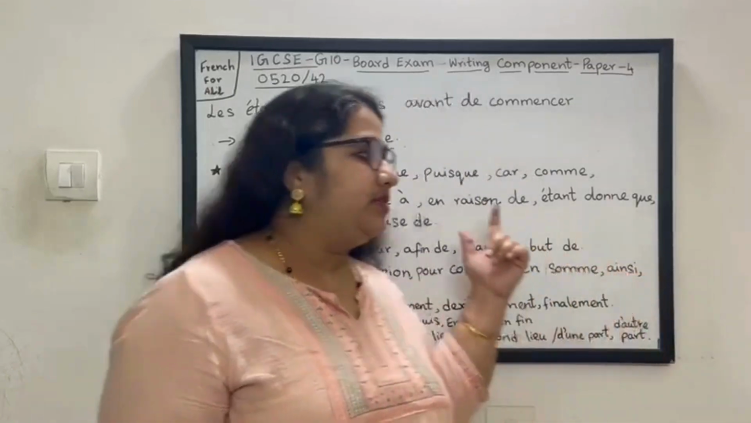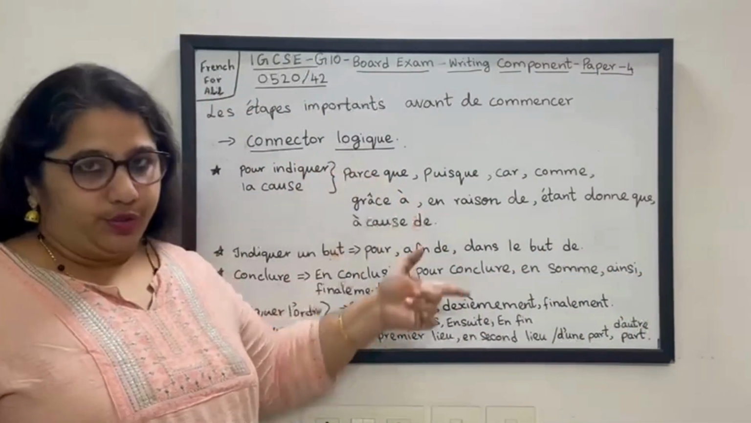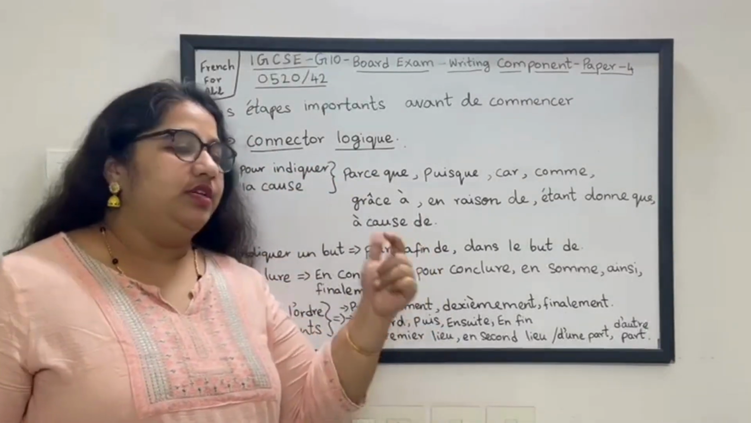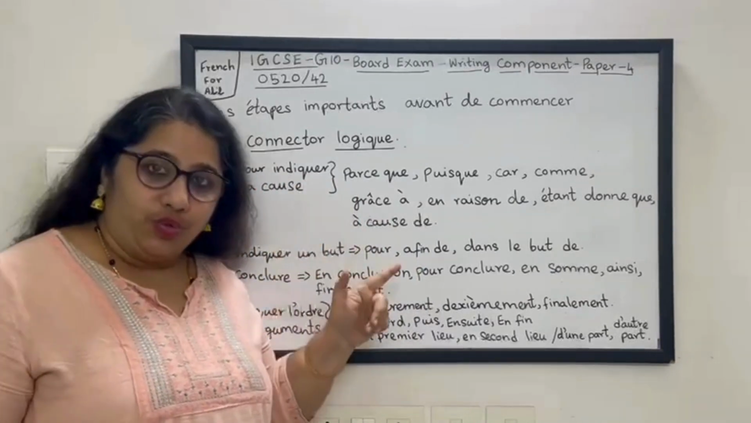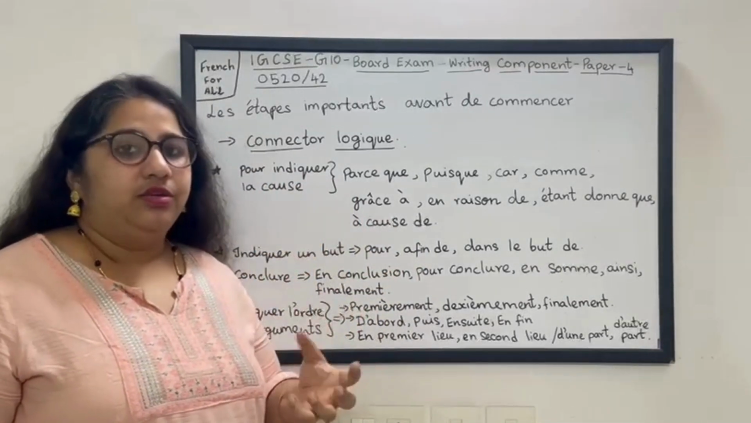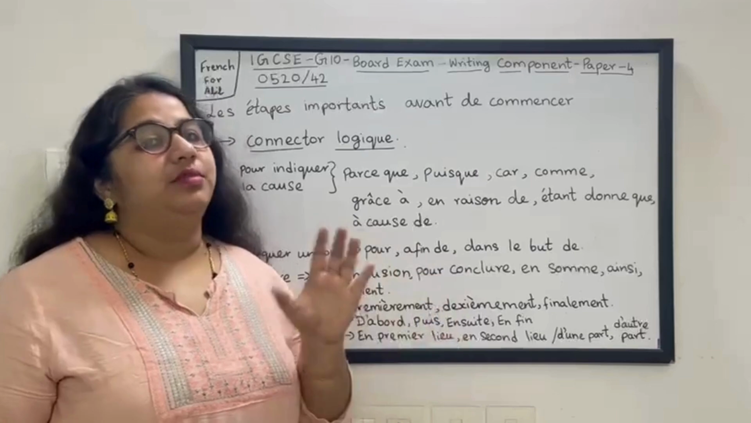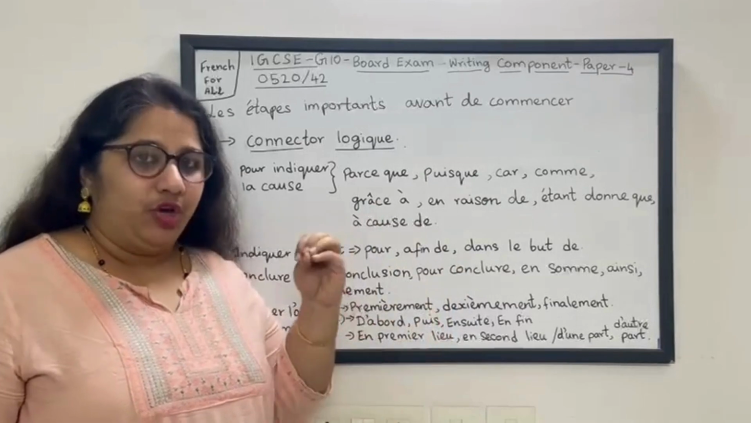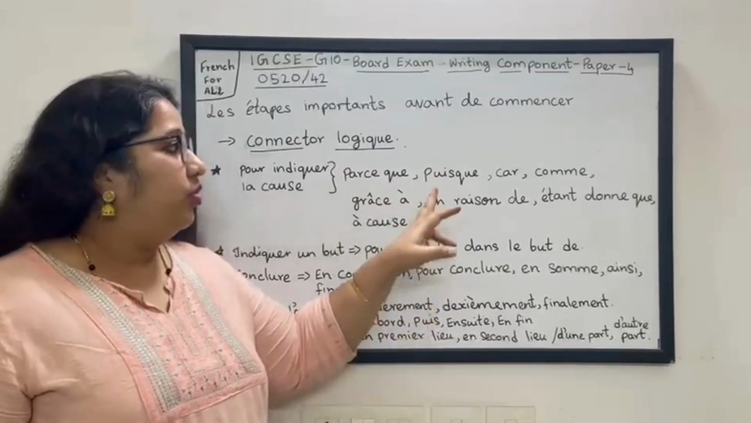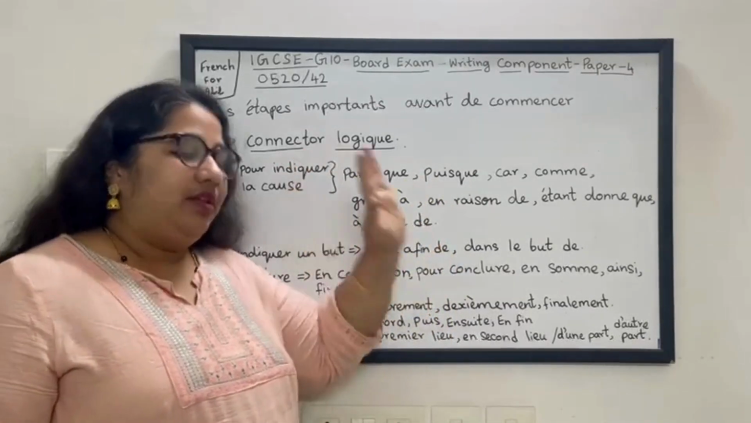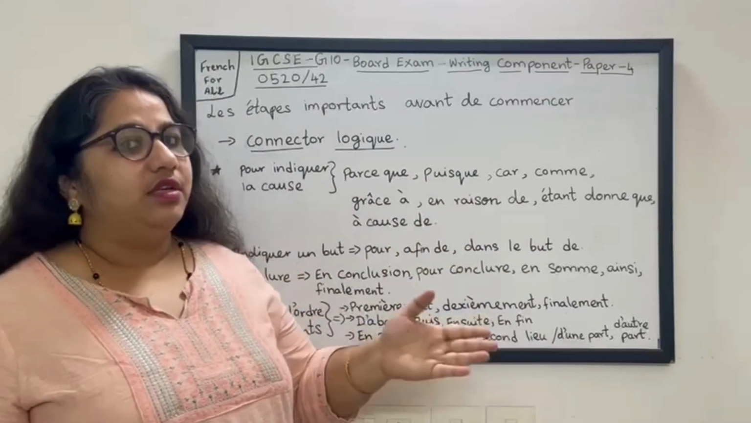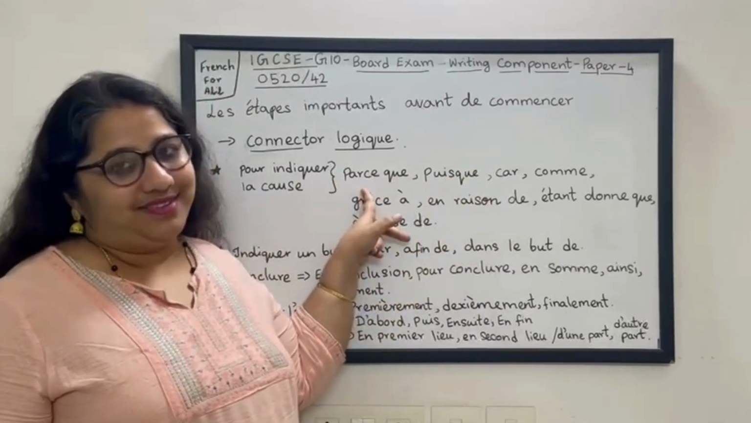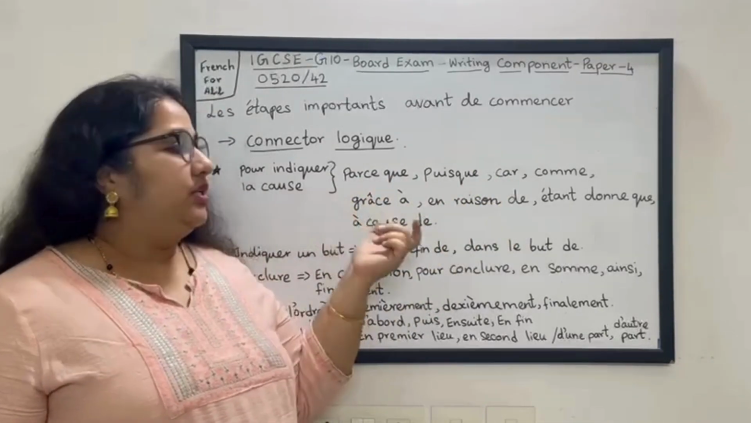So here we see the next remaining parts of the connector logics. As we saw how to add information and all those things, now here is pour indiquer la cause, to indicate the cause. That means you want to say the reason why something has happened. Parce que is one way to say because. Puisque: when you say puisque, first you tell the reason and then you tell what has happened, the effect. Then car is equivalent to parce que. Parce que and car can be interchanged.